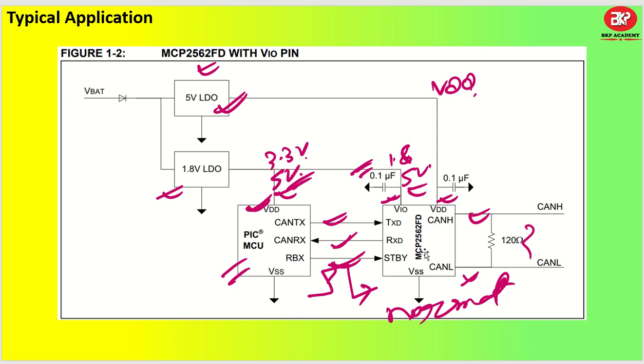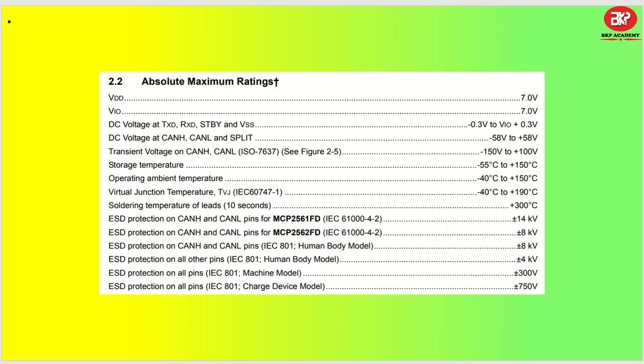Now let us get into a little bit more detail about the CAN transceiver IC, like what are the absolute maximum ratings. Okay, so we must understand what is the absolute maximum rating of this particular transceiver IC, MCP2561FD. I am writing always B, okay, and 2562FD both.